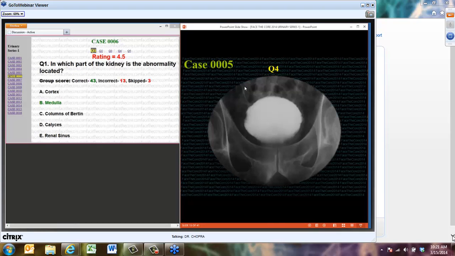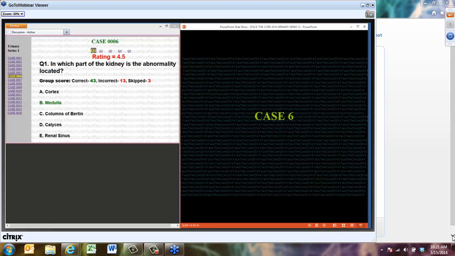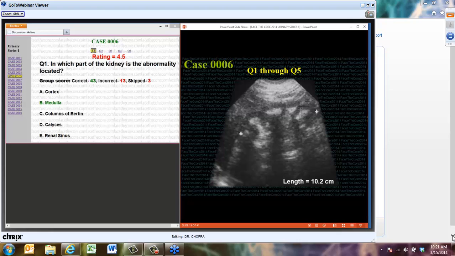Okay, that one was on this particular image, that last question, but that's fine. Case 6, so in which part of the kidney is the abnormality located? It is in the medulla. Why do we say that? Because these are the abnormal areas, and they should not be bright.